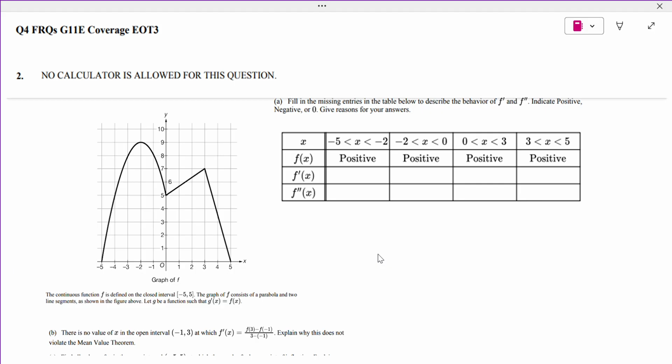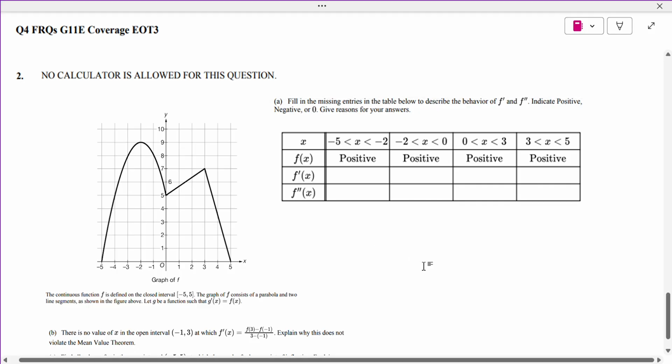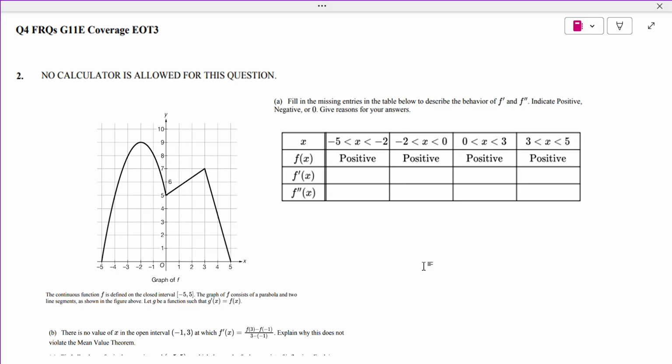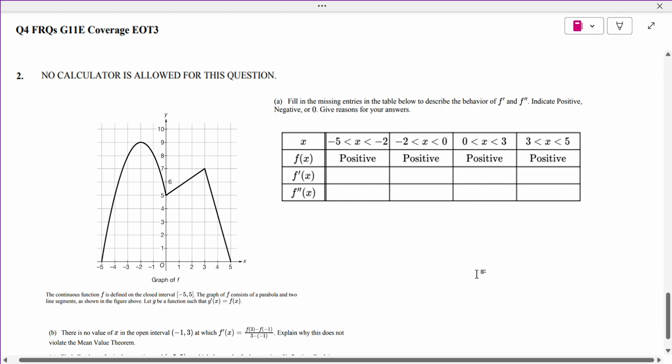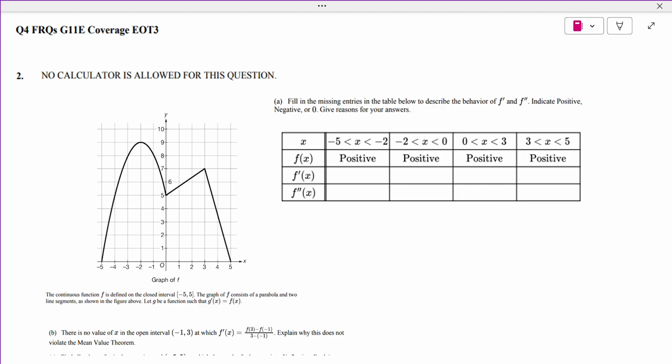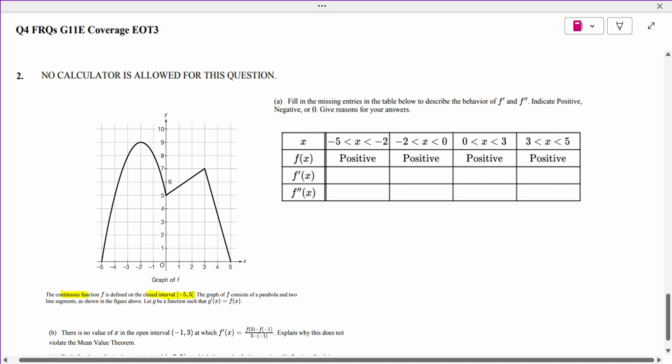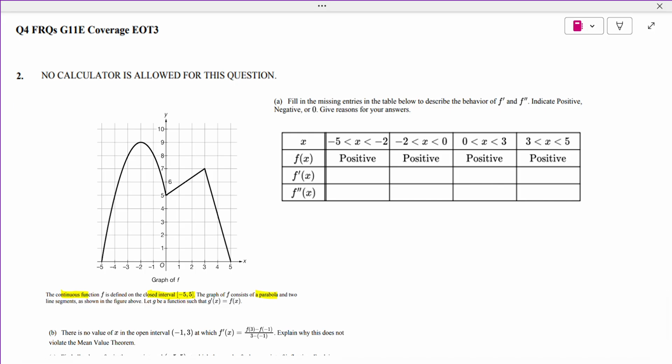In this video, we will be working on question 2 from the file of question 4 of the coverage of grade 11 EOT for term 2. So, we have a similar question to question 1. This is the graph of f, a continuous function on the closed interval from -5 to 5. It consists of a parabola and two line segments, and there is another function g, which is given by g prime of x equals f of x.